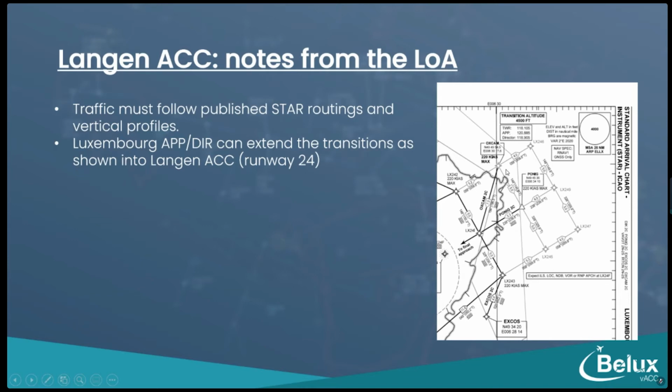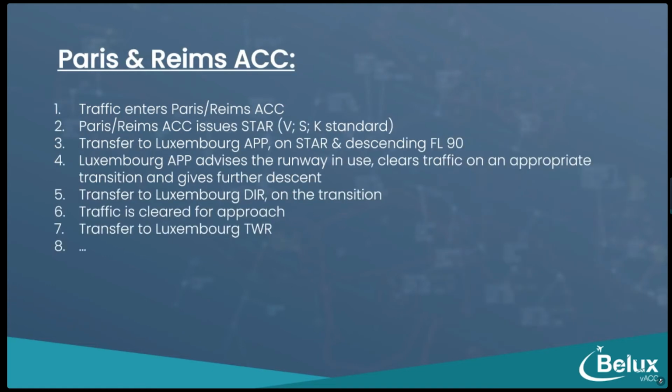And when it is in the downwind leg, traffic should be between flight level 60 and flight level 90. When you're turning it onto the base leg or onto final, you can descend them lower to 4,000 feet. A star must be issued by Luxembourg Approach. I'm saying it again over here. It's very, very important that you follow published routings.